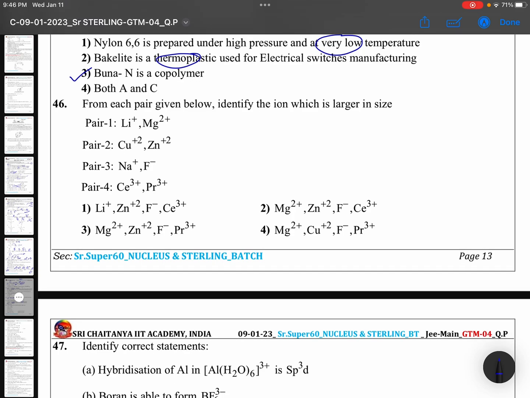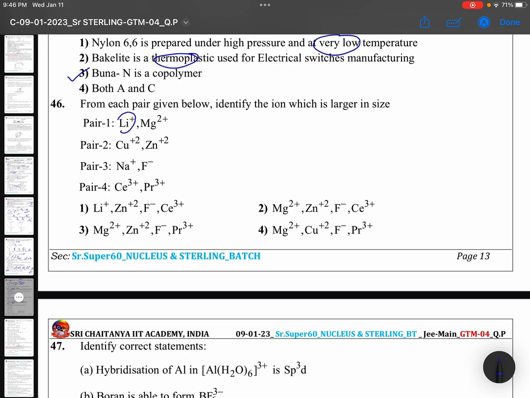From each pair given below, identify which is larger in size. This is very interesting. Lithium plus is larger than magnesium plus 2. In copper plus 2 and zinc plus 2, zinc plus 2 is bigger. Sodium plus and F minus, F minus is bigger. Why? Isoelectronic. And cerium plus 3, because of lanthanide contraction.